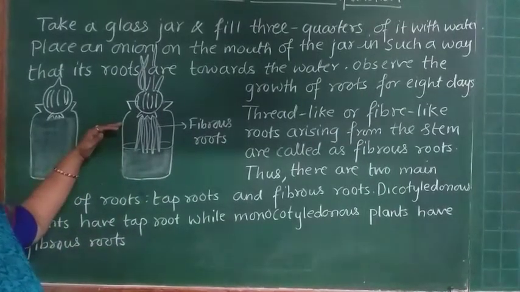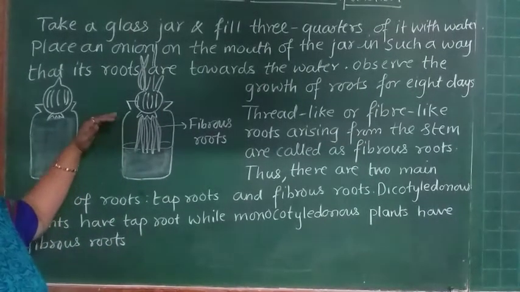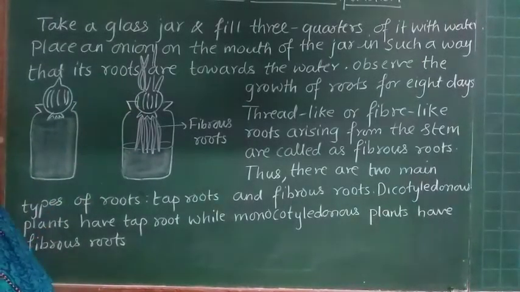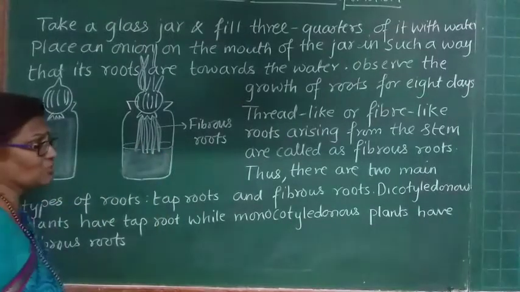As you see in such a plant like an onion. Onion is a monocotyledonous plant. Therefore, you see the fibrous roots in this.